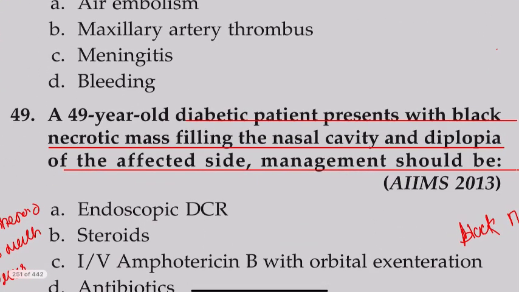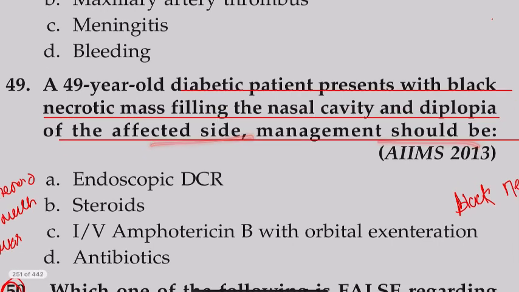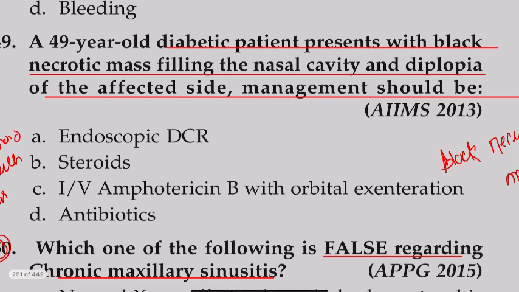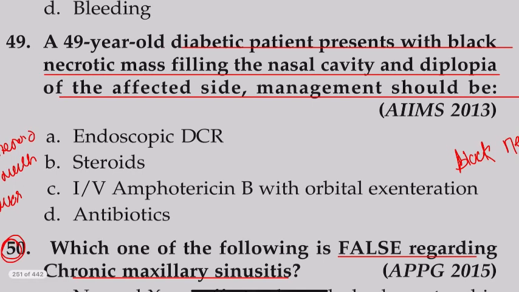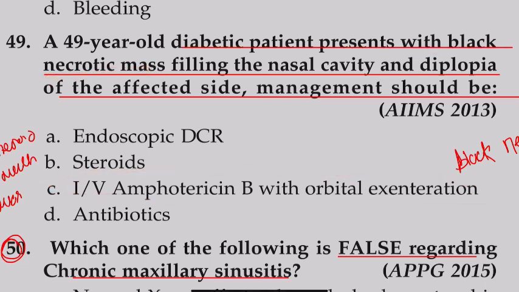A 49-year-old diabetic patient presents with a black necrotic mass filling the nasal cavity and diplopia on the affected side. What is the management? Since a black necrotic mass is there, what can we suspect? The person is suffering from mucormycosis. The treatment of choice is IV amphotericin B with orbital exenteration.